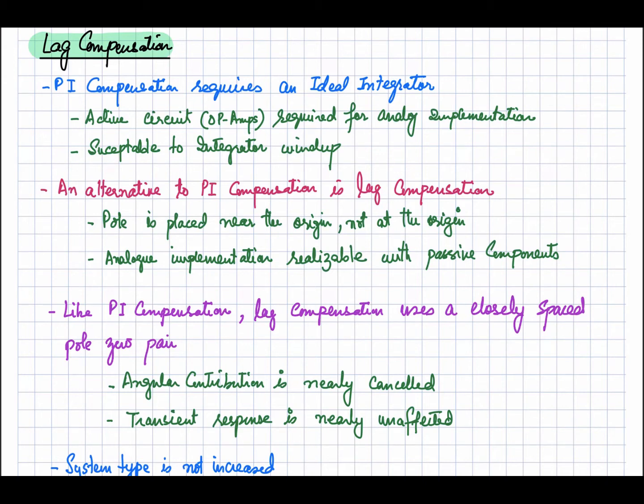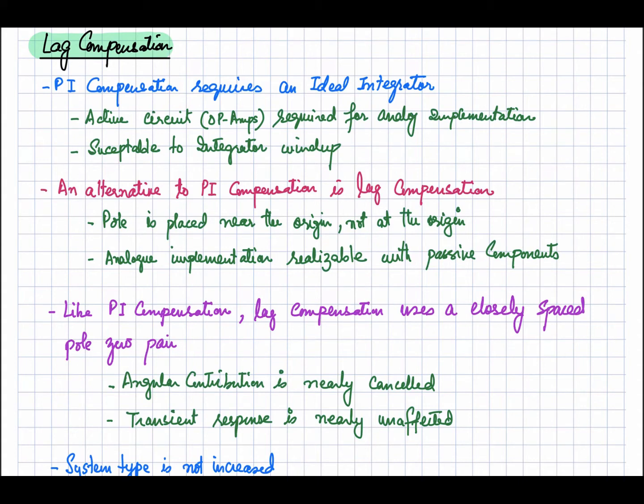In the PI compensation, we require an ideal integrator, and you have seen that we introduced the pole at the origin. To implement the PI compensator, we need an active circuit based on op amps, and that integrator is susceptible to wind up. So instead of introducing the pole at the origin, we introduce the pole very close to the origin.